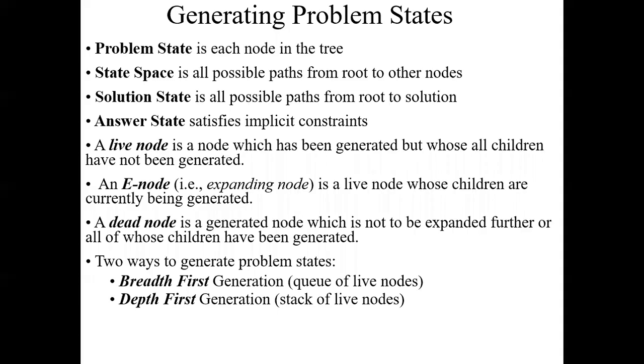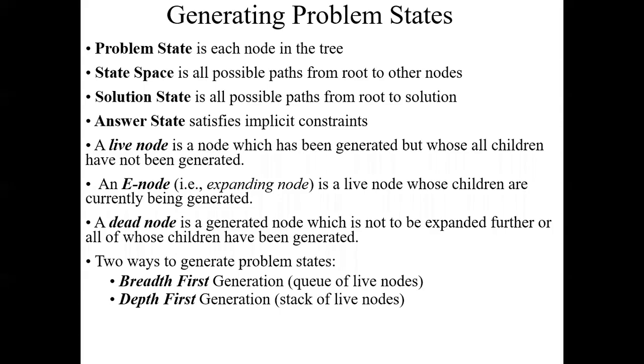So how does the process of backtracking happen? There is a problem state. Each node is a problem state because I do not know where my solution is. State space is all the possible paths from the root to every other node. Solution space is the possible path from the root to the solution node, right? Answer state is the node which will satisfy the constraints. That is why we put constraints that should be satisfied.